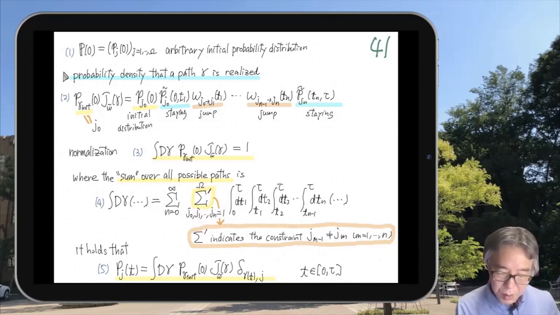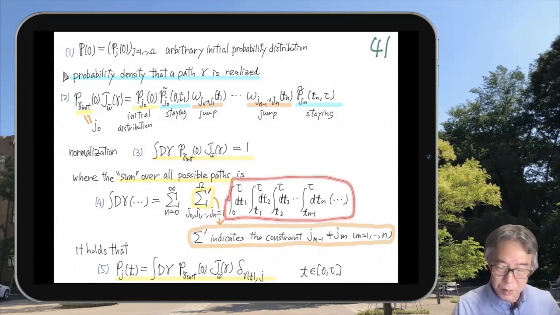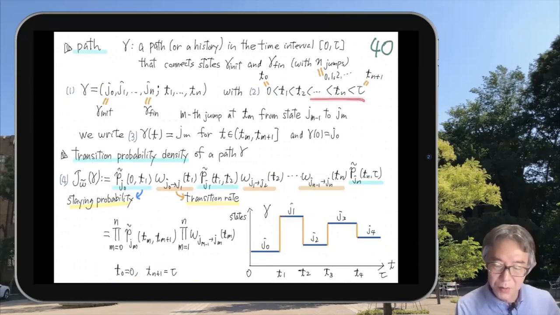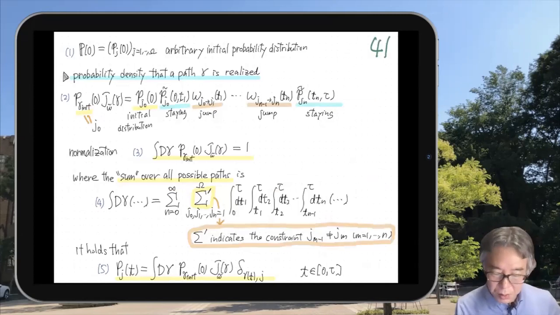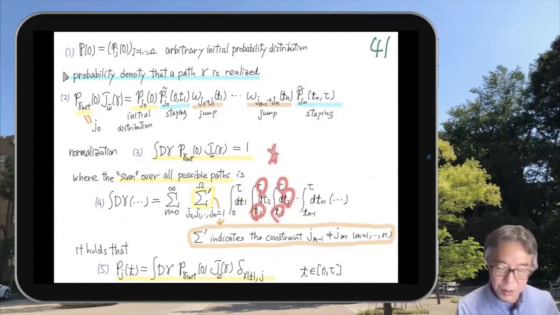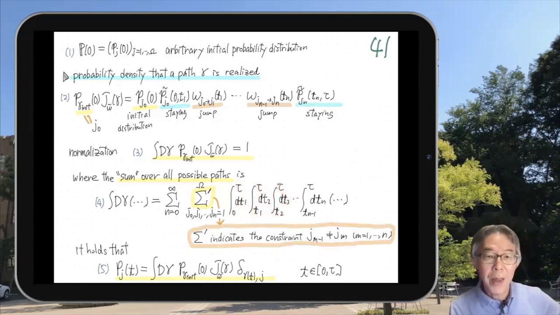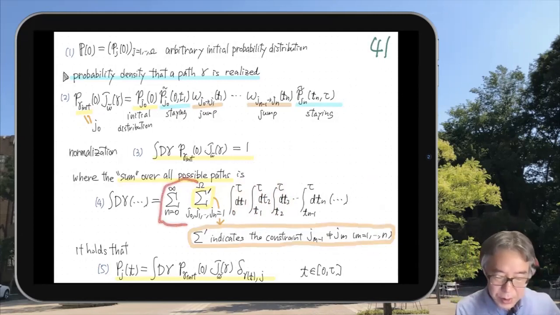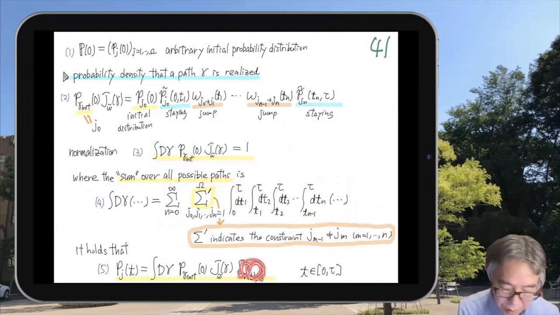Okay, then we still need to sum over all t's, but recall that these times t1, t2 must satisfy this inequality. So you do this integration. First of all, t1 is simply integrated from 0 to tau. t2 is integrated from t1 to tau. t3 from t2 to tau. And so by doing this, these t's are naturally ordered in this way. So this realizes the sum over all paths, and you should get this normalization condition. Okay, so without anything inside, this is 1.